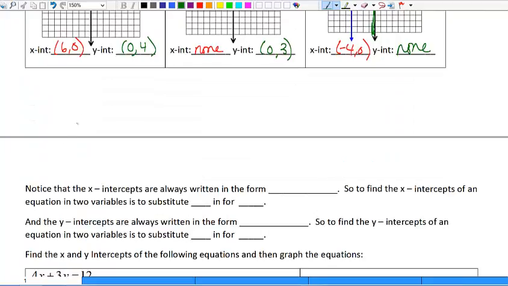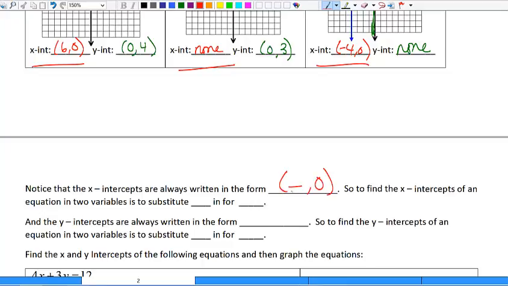Notice that the x-intercepts are always written in the form some number, comma 0. This is kind of like a blank. Some number, comma 0. So to find the x-intercepts of any equation in two variables, all you need to do is substitute 0 in for the y. A lot of students get that confused. When they're thinking x-intercept, they want to plug 0 in for x, but it's not so. We need the x value, so 0 in for y, the opposite.